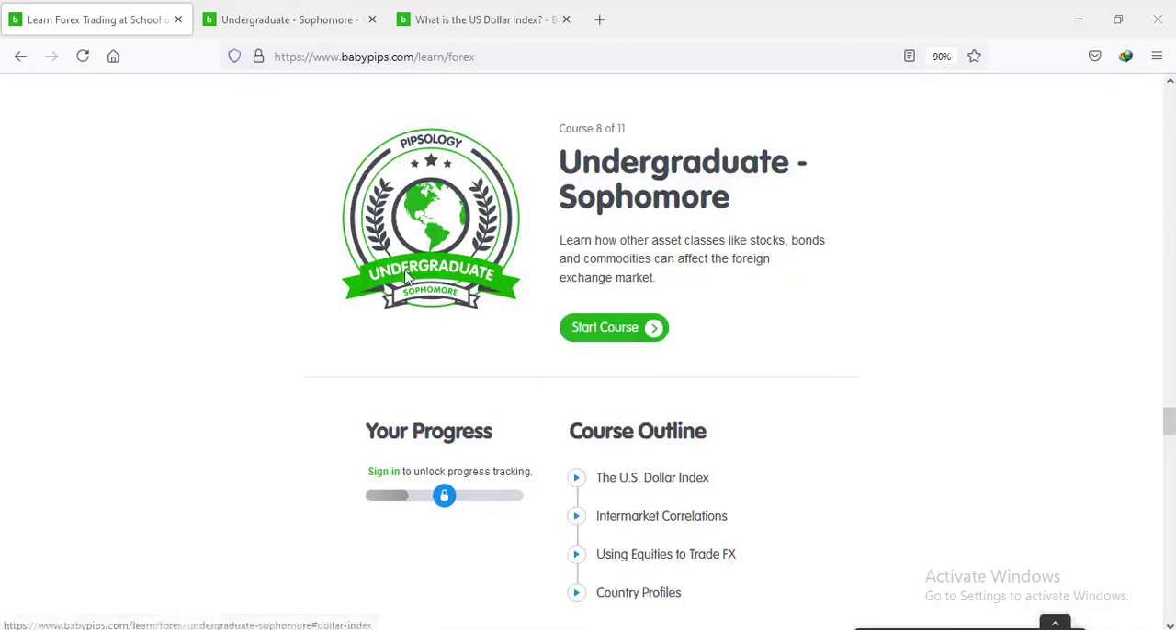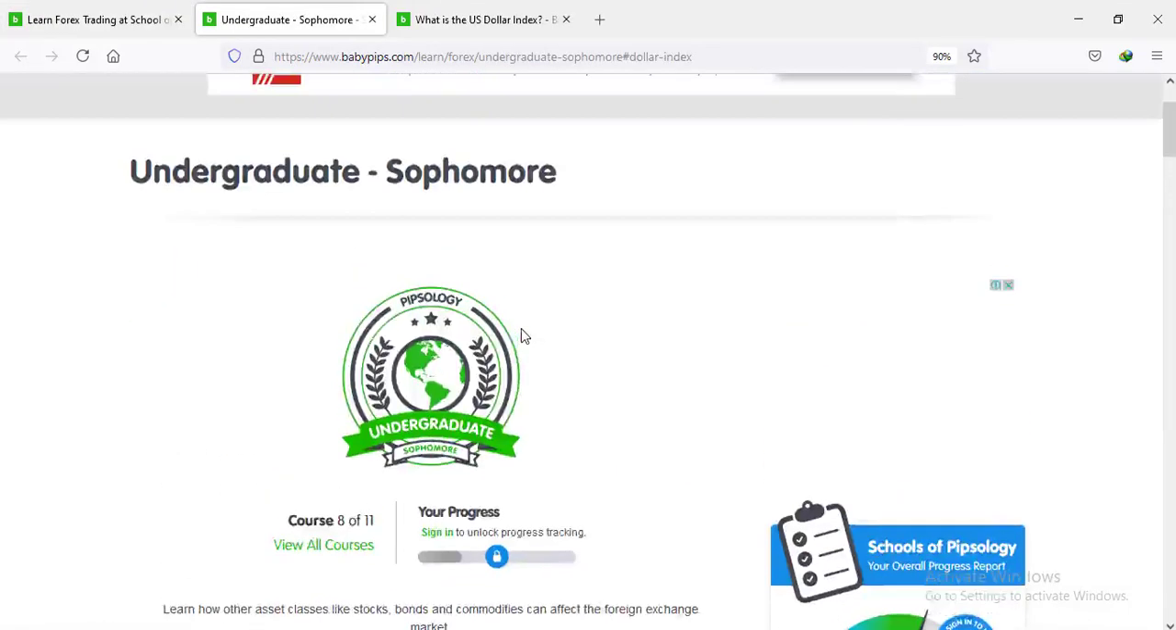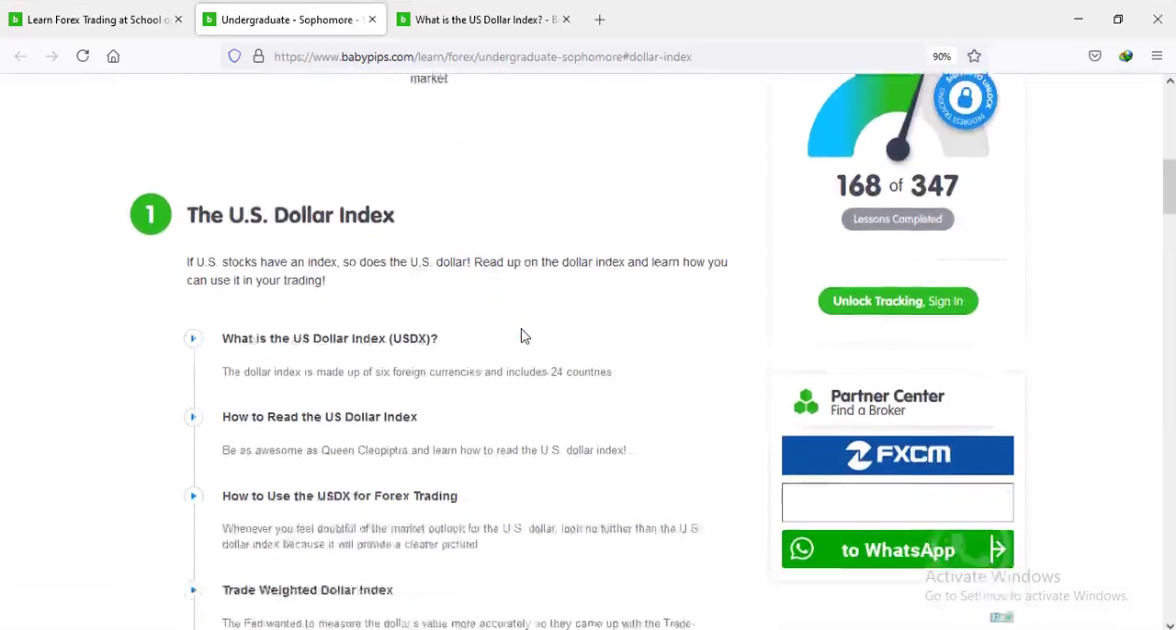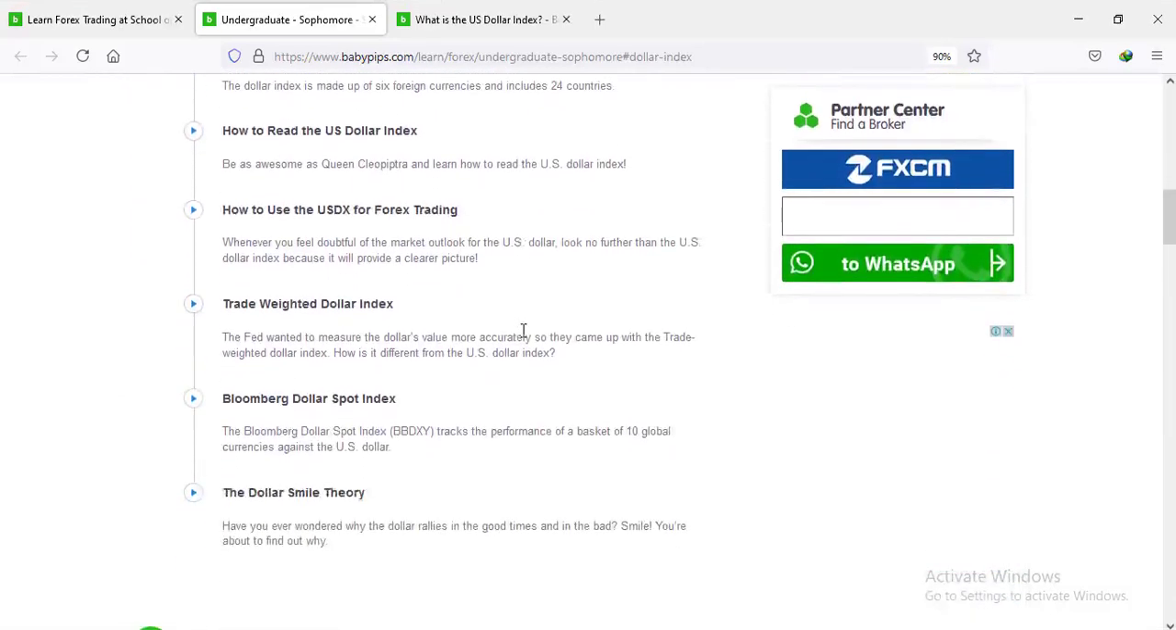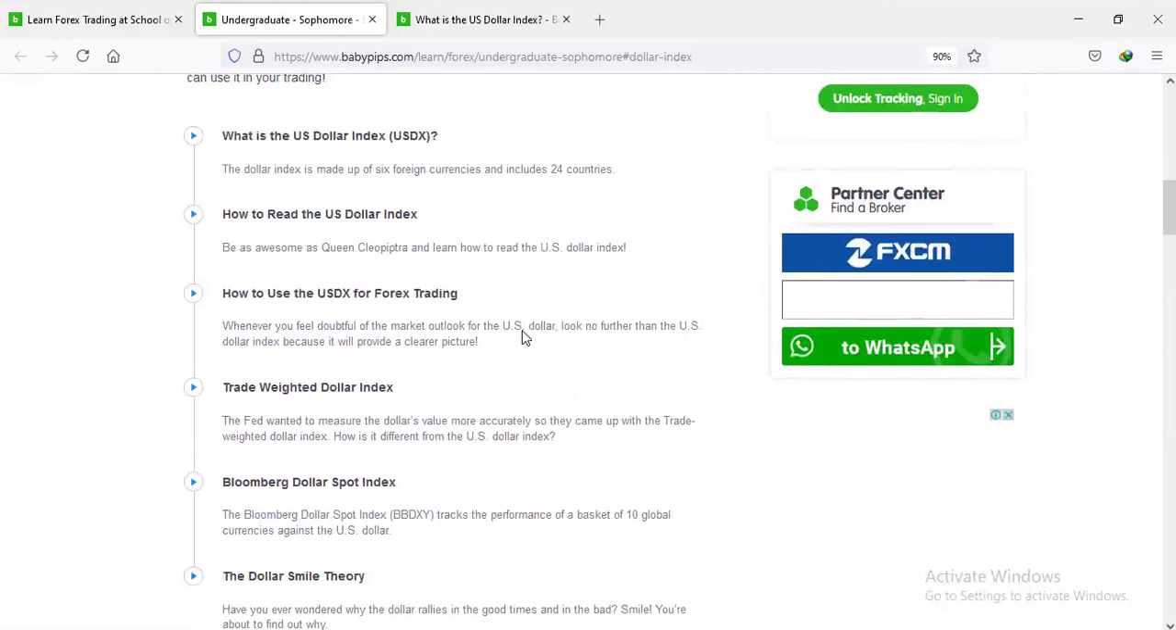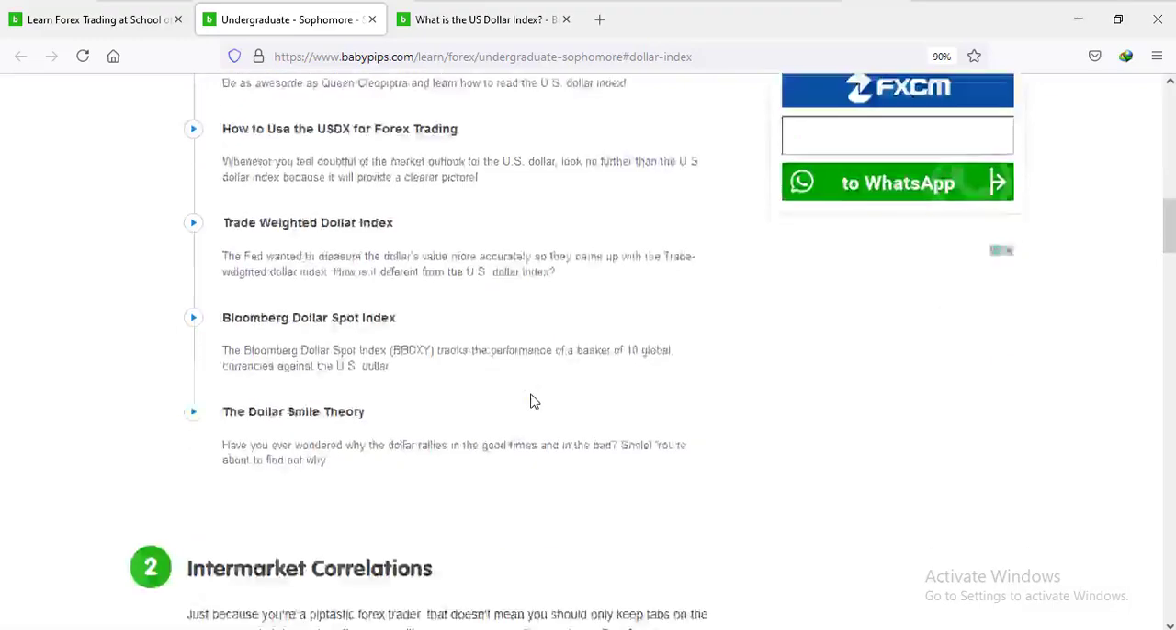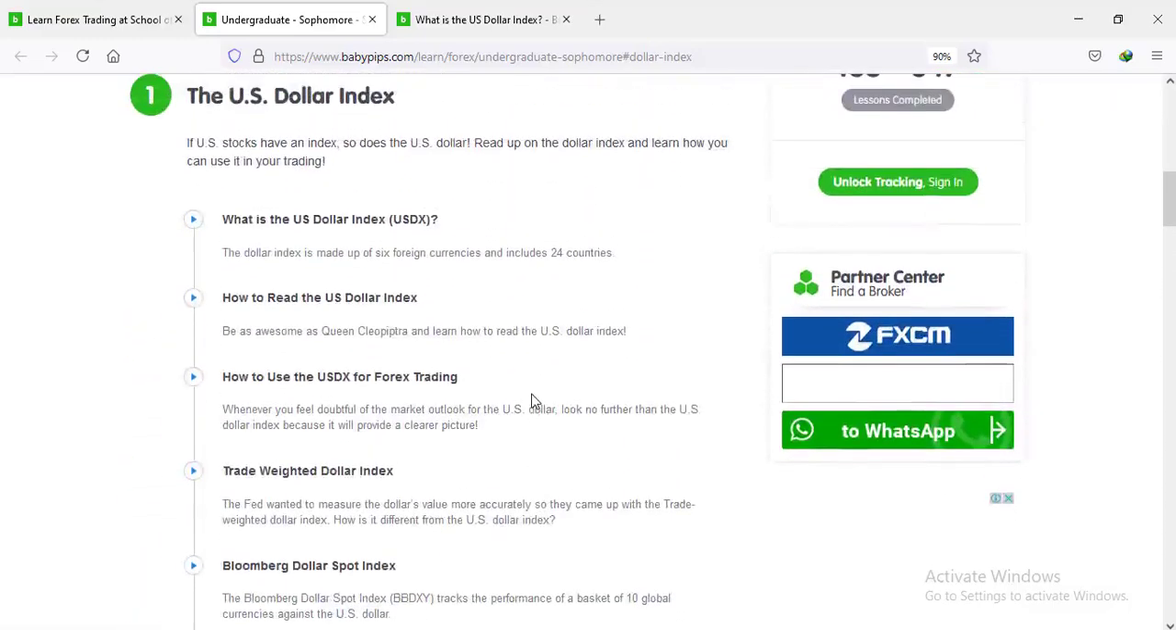The very first one, the US dollar index, has subtopics as usual. We have about 6 of them. What is the US dollar index? How to read the US dollar index, how to use the USDX for forex trading, the trade weighted dollar index, the Bloomberg dollar spot index, and the dollar smart theory. Let's discuss the first one before we move on to the second one.